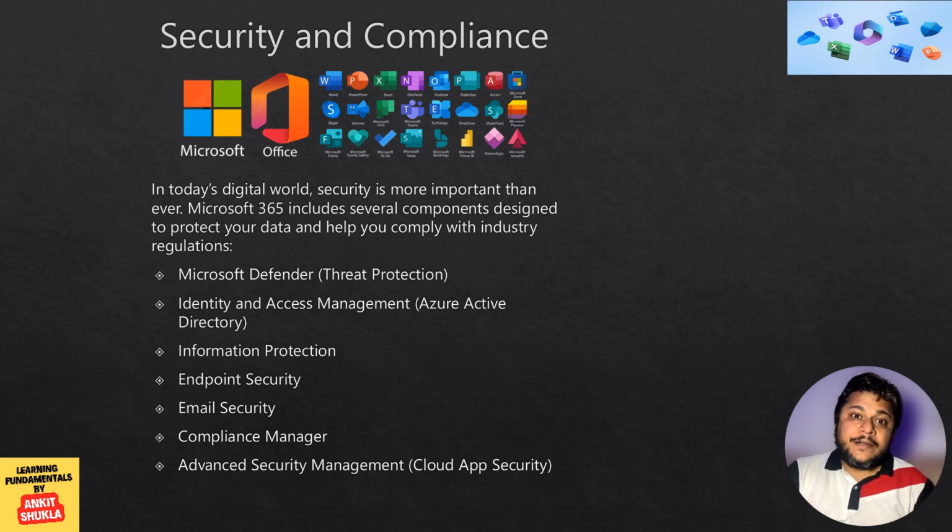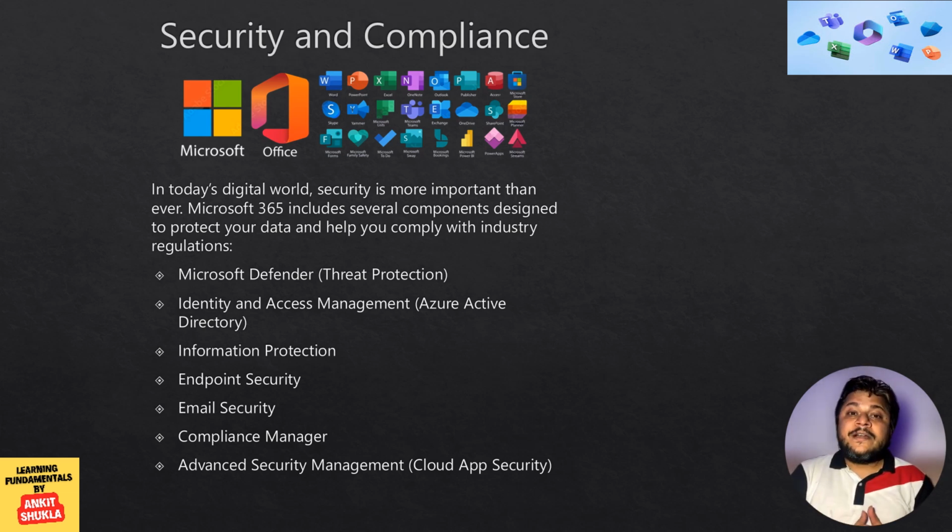Then you have Microsoft Defender, which is your threat protection. Microsoft Defender for Office 365 protects against phishing, malware, ransomware, and other advanced threats through safe attachments. It scans the email attachments for malicious content. It has safe links, which checks the URLs in emails for potential threats and blocks access to dangerous sites. It has advanced threat analytics. It identifies and investigates suspicious activity across your organization.